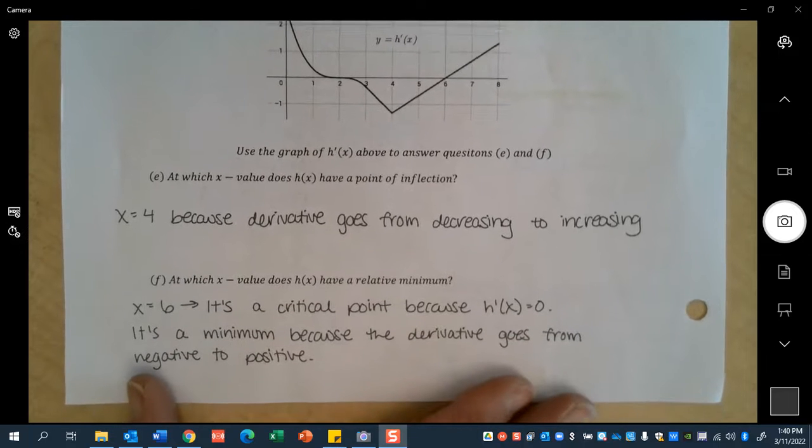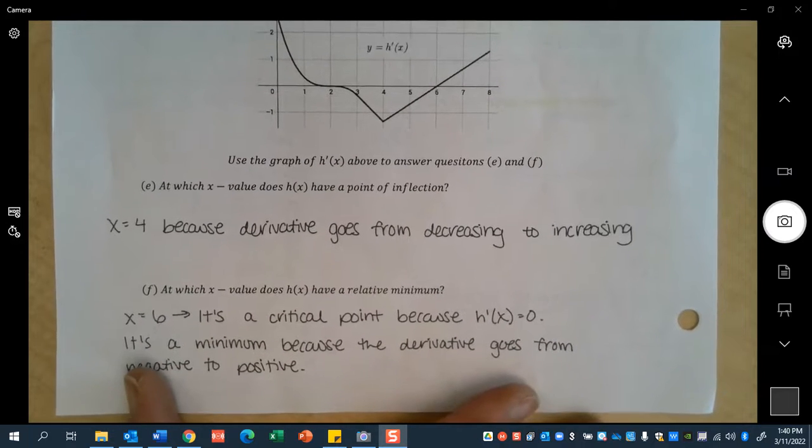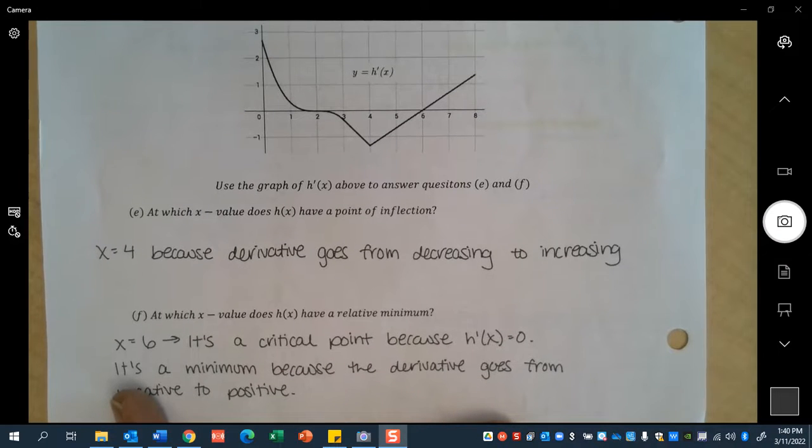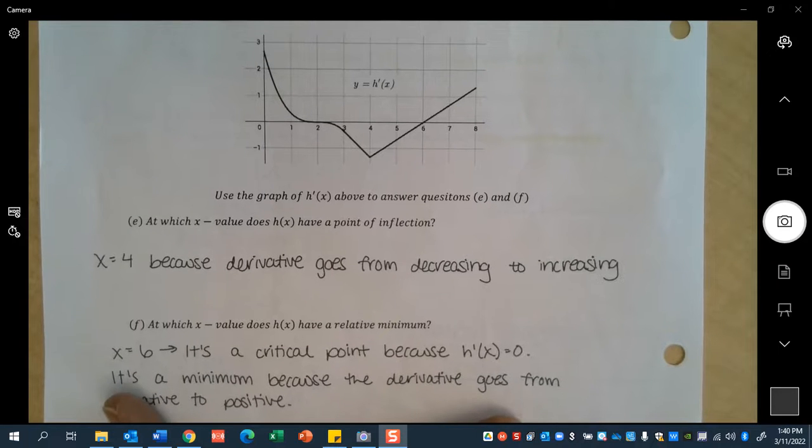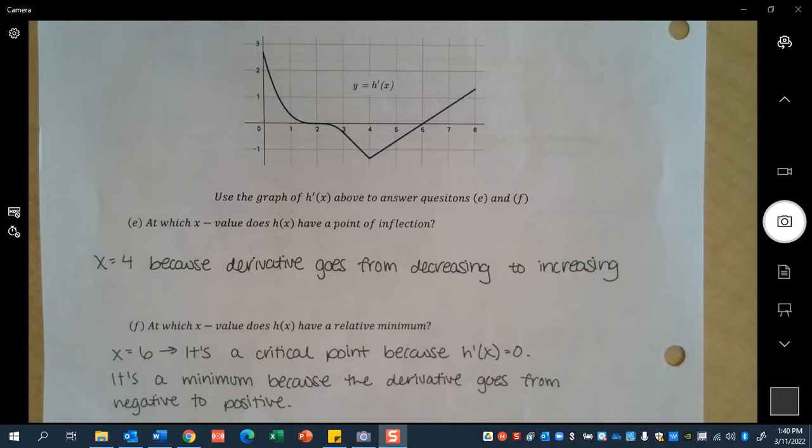So, E, at which x value does h of x have a point of inflection? Our critical points happen in 2 scenarios: when my derivative is equal to 0, or where I can't take the derivative. Many of our graphs have us finding where that derivative is equal to 0, but this sharp point is a good example of where I can't take the derivative. So then we have to look at what's happening to my derivative sign.